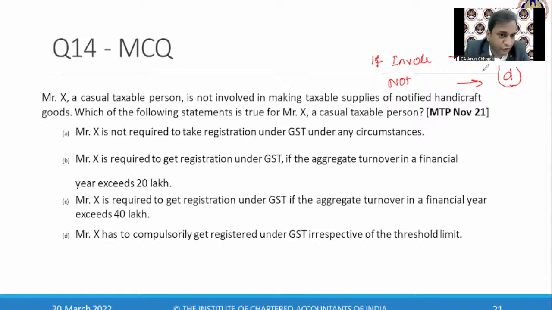Sandeep, you are still saying 14A. Why? Tirumala, why are you saying not required to take registration under GST under any circumstances? Why are you saying you are unable to understand point A? Sandeep, Tirumala, can you give me the reasoning for point A?